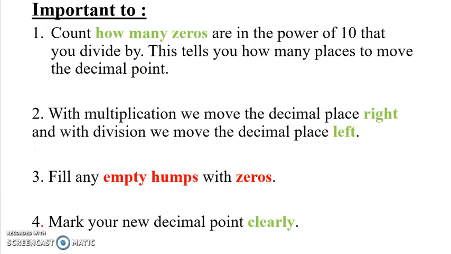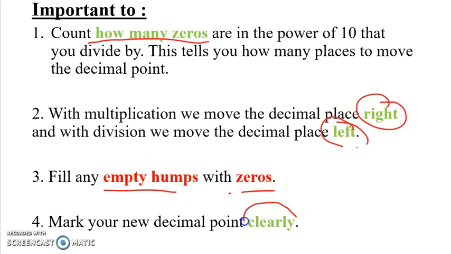Just a couple of reminders with dividing. Don't forget to count how many zeros there are in the power of 10. Okay, that's very important. It tells you how many jumps you need to take, or how many times you need to move the decimal place. With multiplication, we move the decimal place to the right, and so with division, we've seen that we move it to the left. Don't forget to fill any empty humps with zeros and mark your new decimal place, your decimal point clearly.